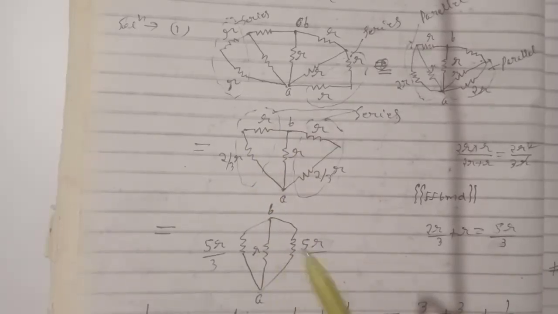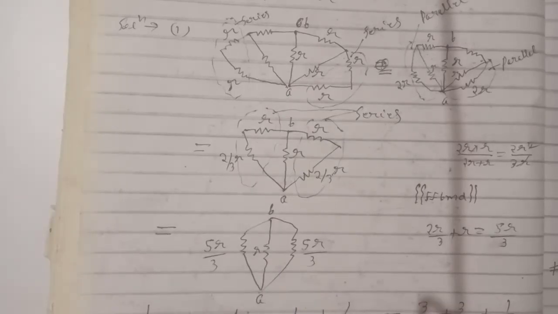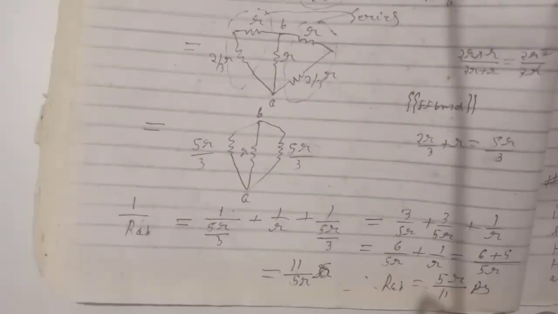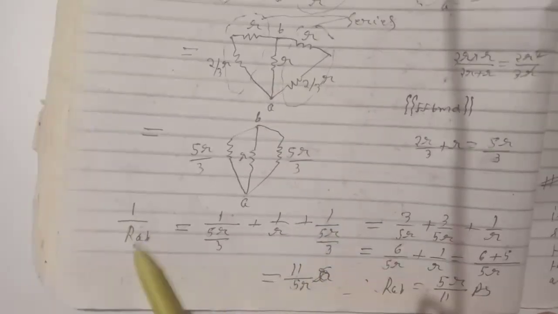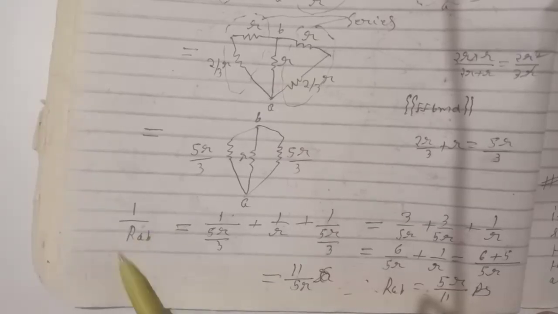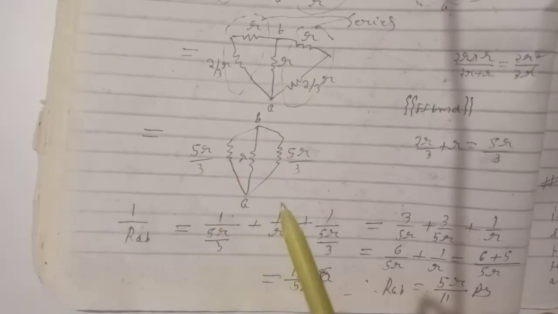Now these three are all in parallel, so we can use the formula for parallel combination, 1 by R equals 1 by R1 plus 1 by R2 plus 1 by R3. Here we have to find the equivalent resistance between A and B. So we have written RAB, that represents the equivalent resistance between points A and B. So it is equal to 1 by 5R by 3 plus 1 by R plus 1 by 5R by 3.